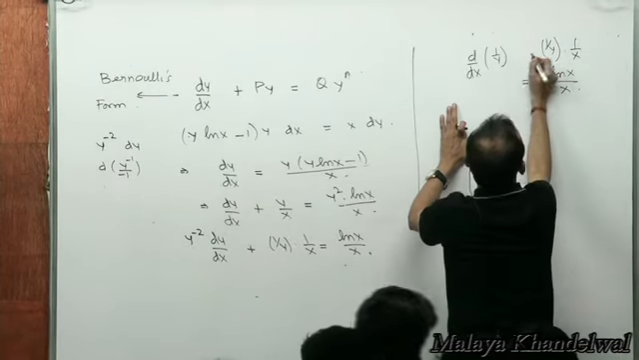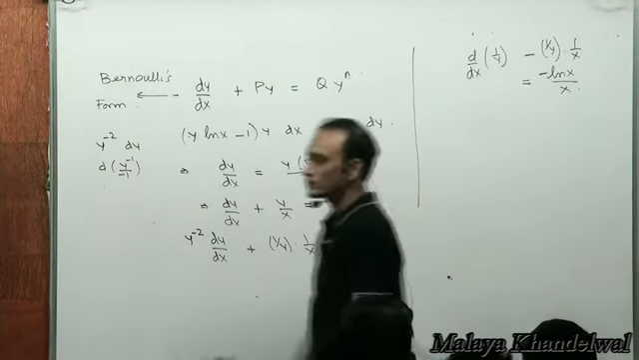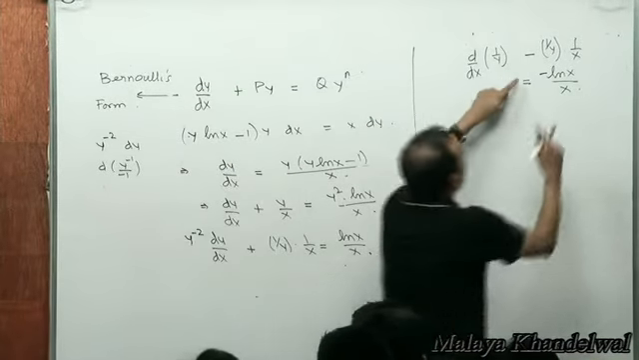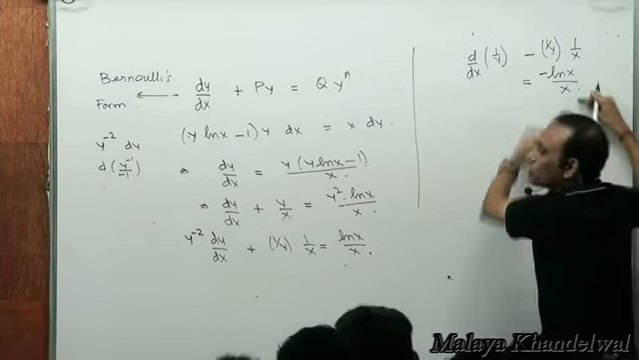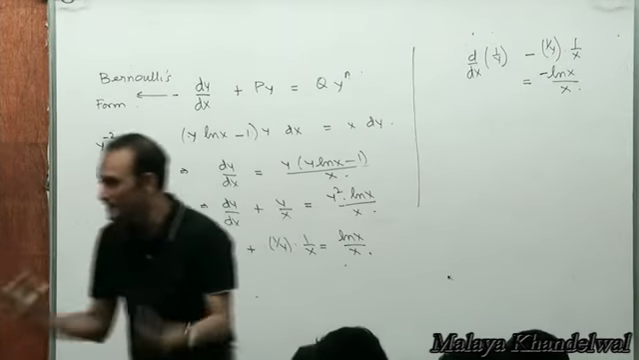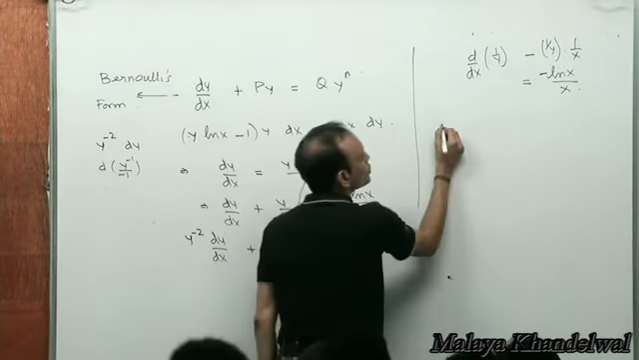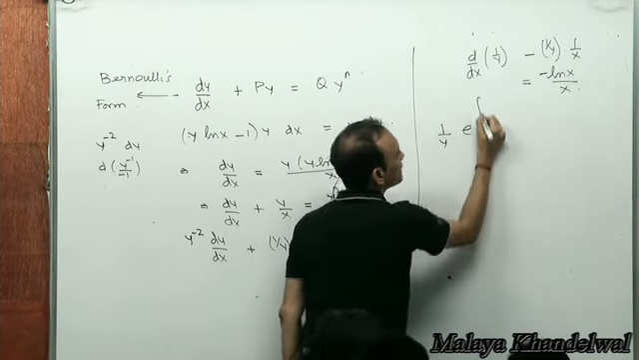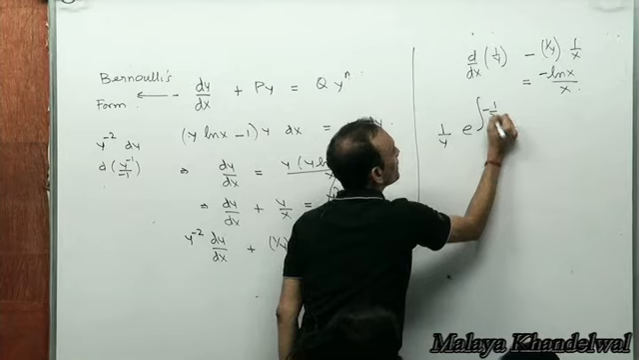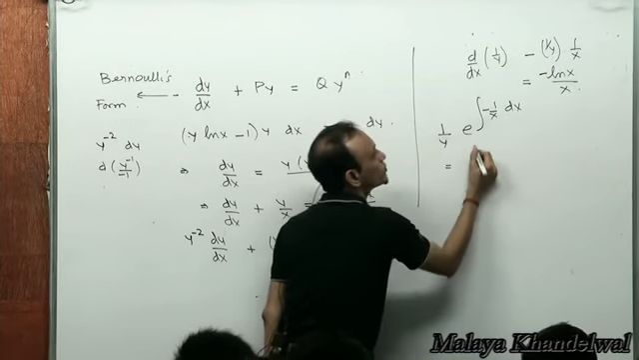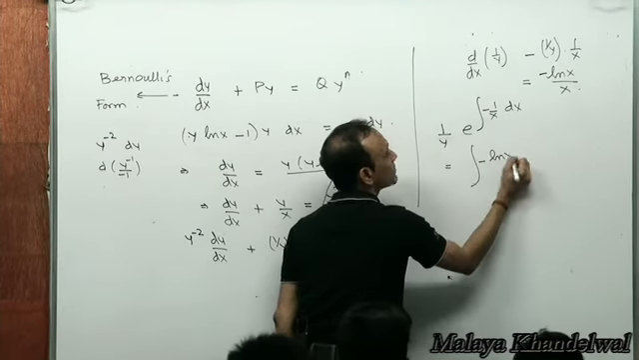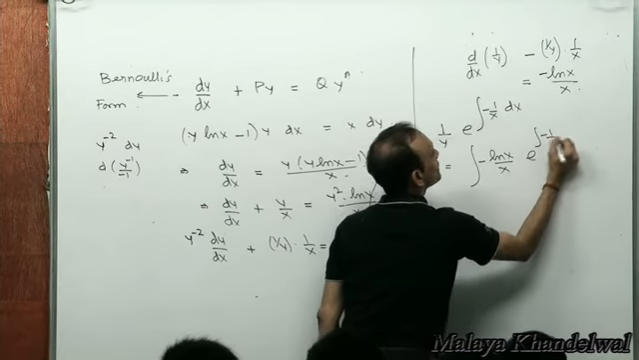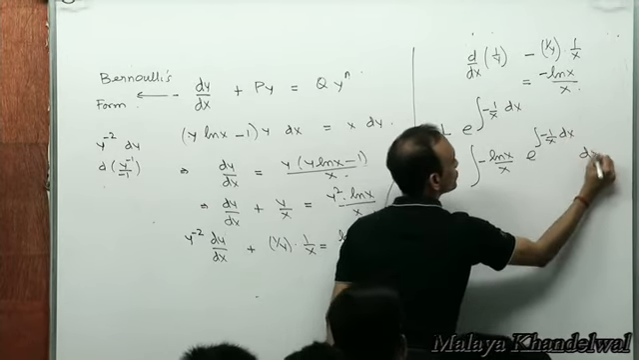Minus, I multiply, equal to this. So it's a linear in 1 by y, where what is p? P is minus 1 by x. What is q? Minus log x by x. It's a linear in 1 by y. So the solution to this linear in 1 by y is 1 by y e power integral p dx, p is minus 1 by x dx, equal to integral minus log x by x q e power integral minus 1 by x dx dx. Yes or no?